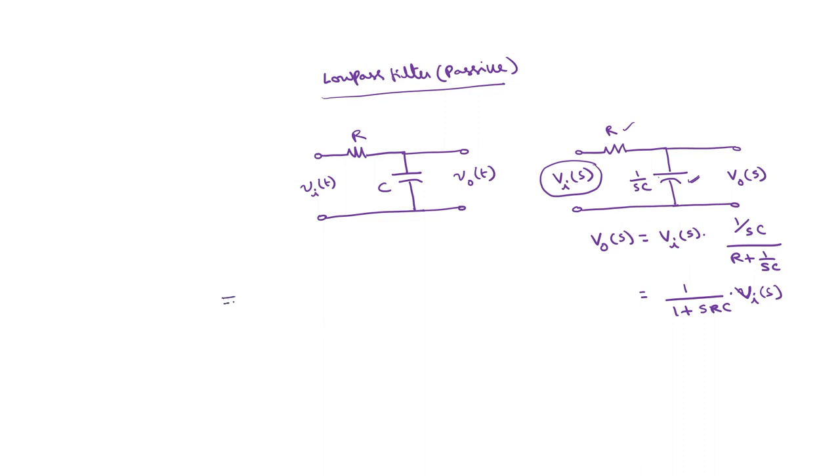Now, what is the transfer function? H of S is equal to Vo of S divided by Vi of S. This is equal to 1 over 1 plus SRC. This is the transfer function of this circuit. And what is the frequency response? Replace S with j omega.